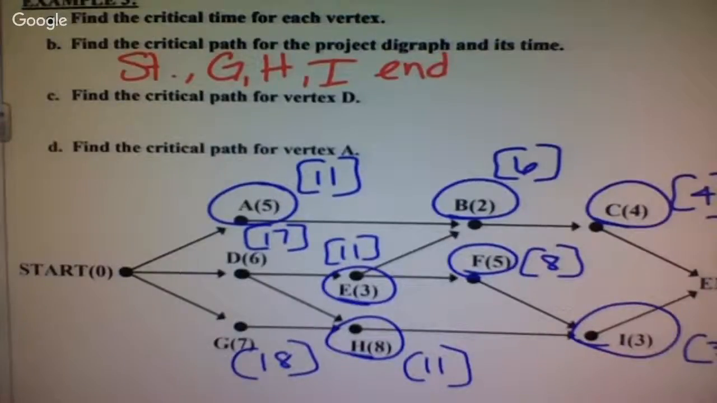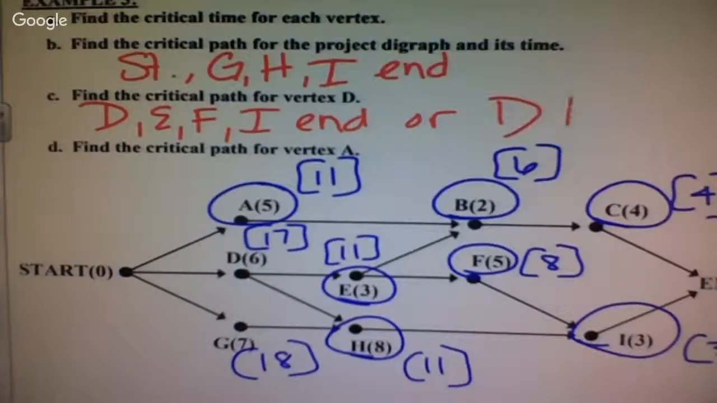Okay. They want the critical path starting at D. D to E, E to F, F to I, and I to the end. Or, because these were both the same numbers, you could have also given me D to H, H to I, and I to the end. Both of those would have been correct, because both of those have a path of 17.